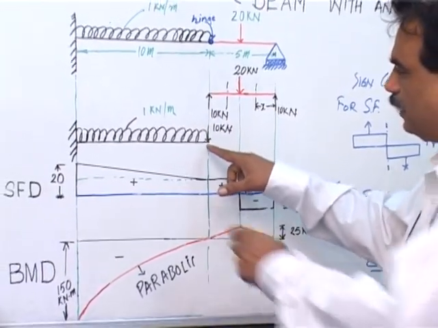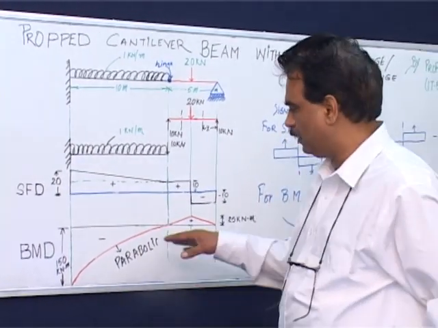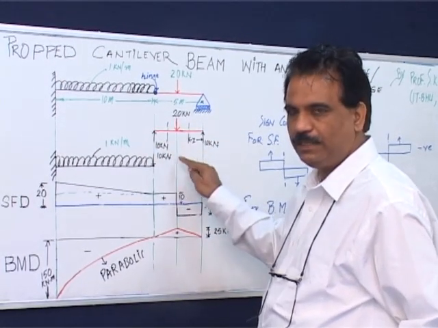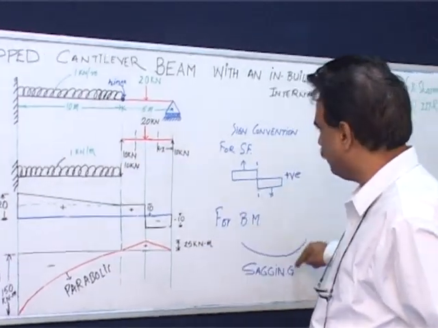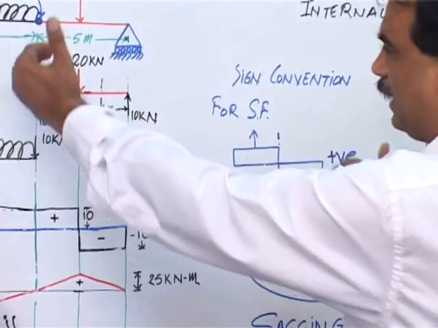Once we consider this particular part of the beam, we have a different bending moment diagram coming for us, and you can just appreciate that for this part of the beam, it will be a sagging bending moment. You see, this is producing a sagging moment here, this is producing a sagging moment here.